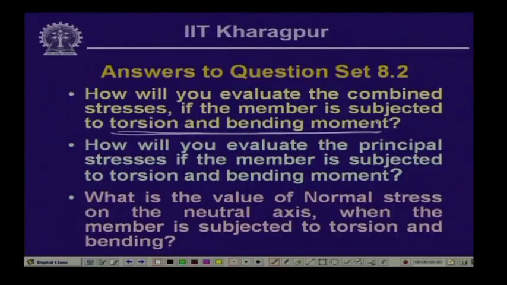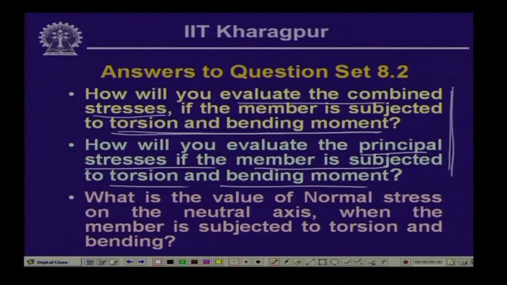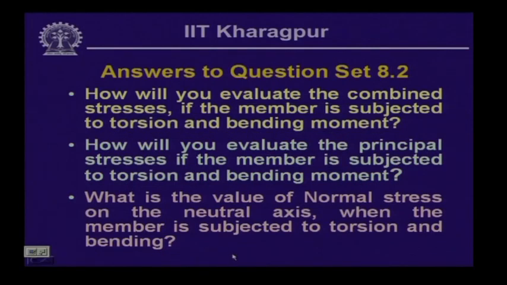And in fact, let me discuss the second question also along with this. The second question reads as, how will you evaluate the principal stresses in the member if the member is subjected to torsion and bending. In both cases it is subjected to torsion and bending. The first question is how you are going to evaluate the combined stresses, and the second question is how you are going to evaluate the principal stresses. Maybe I can answer these two questions together through this example.